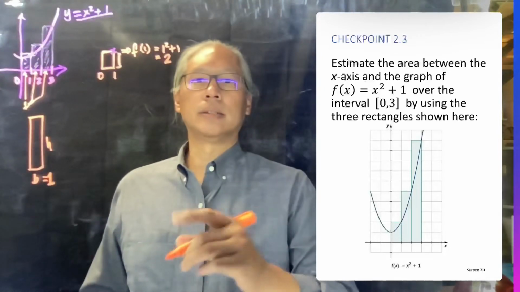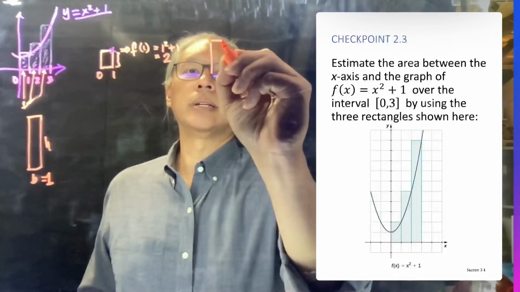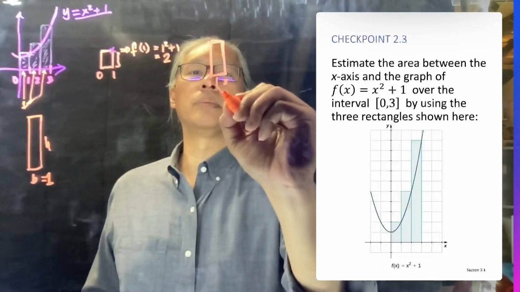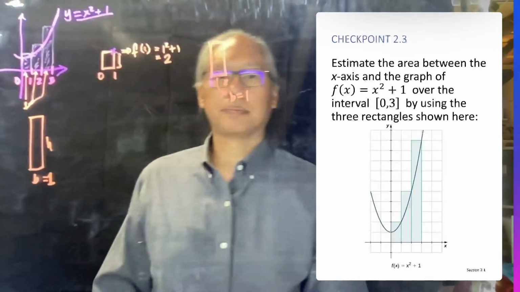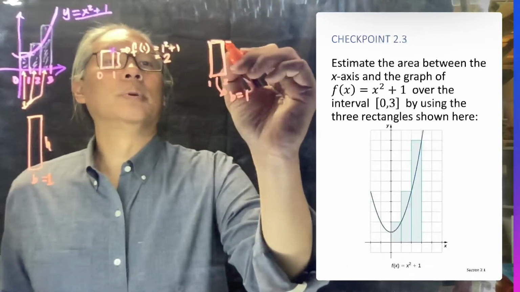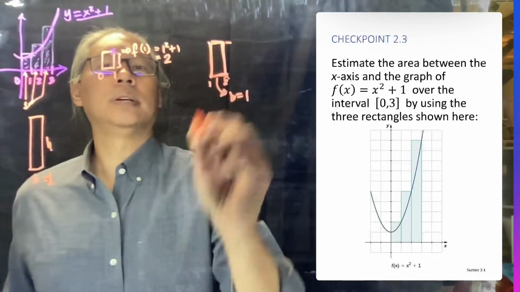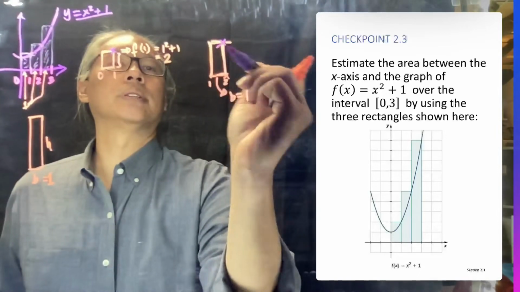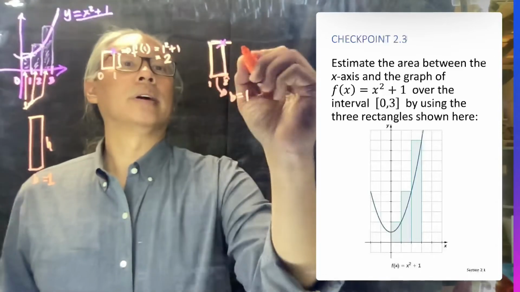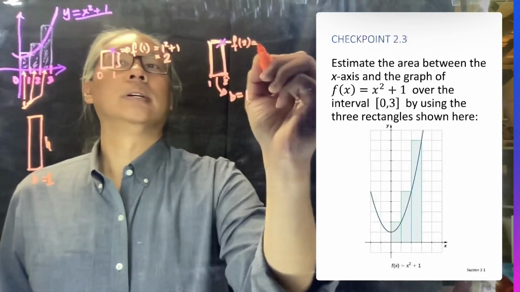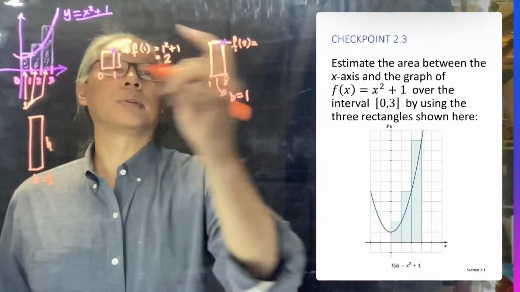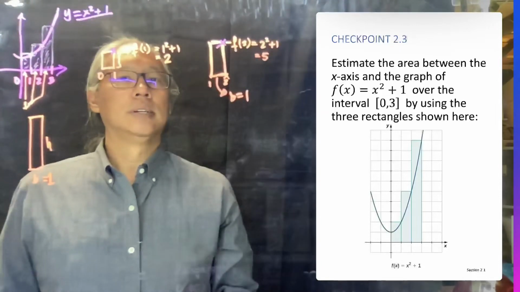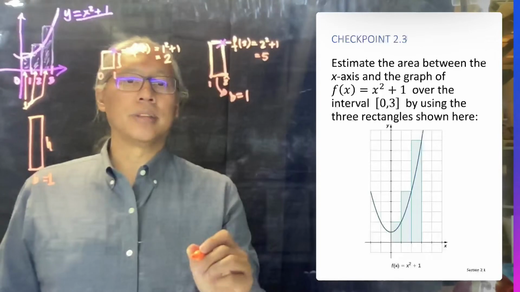All right, let's go on to the next one. The next one again will have a base of 1. It goes from 1 to 2, so the base is equal to 1. Now the height will be when you put 2 into the function. So f of 2 is 2 squared plus 1, which is 4 plus 1, which is 5. So that's the area for that one.